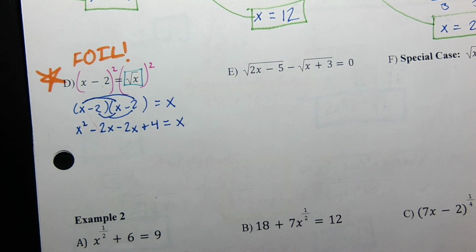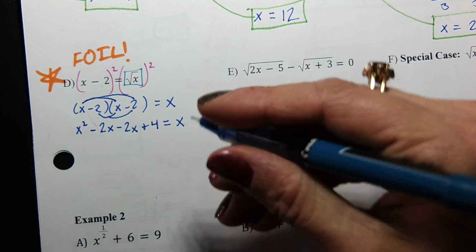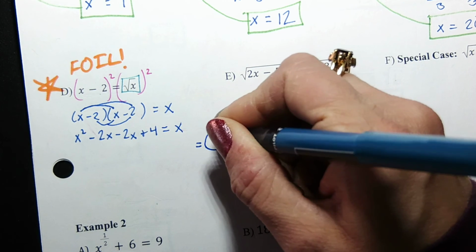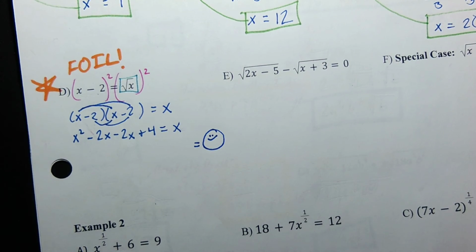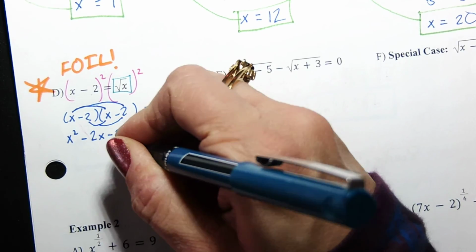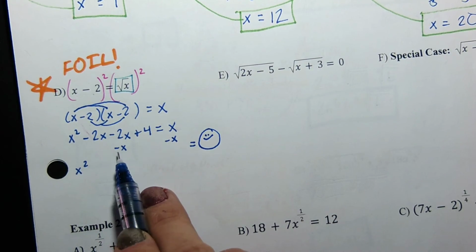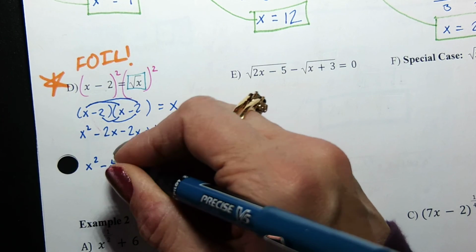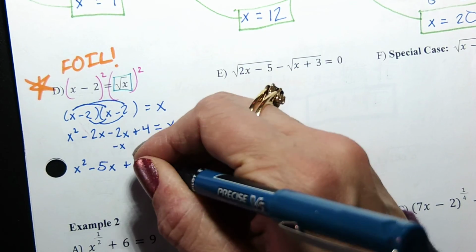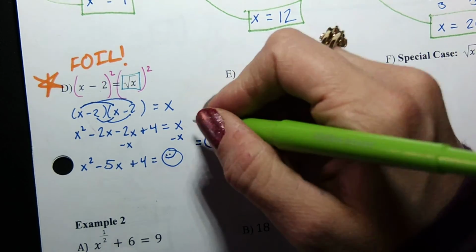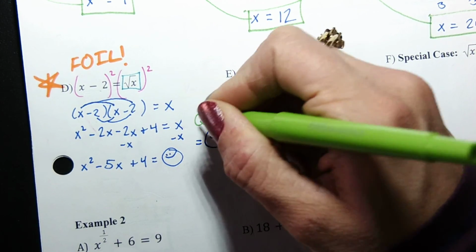And what do I do to solve a quadratic? First, it needs to be equal to 0. Do we want to move everybody over to the left or everybody over to the right? Everybody over to the left, because moving that little x is not a big deal. So x squared, negative 2x, and another negative x, that's negative 5x, plus 4 equals 0. So if you have a quadratic, it's got to be equal to 0.